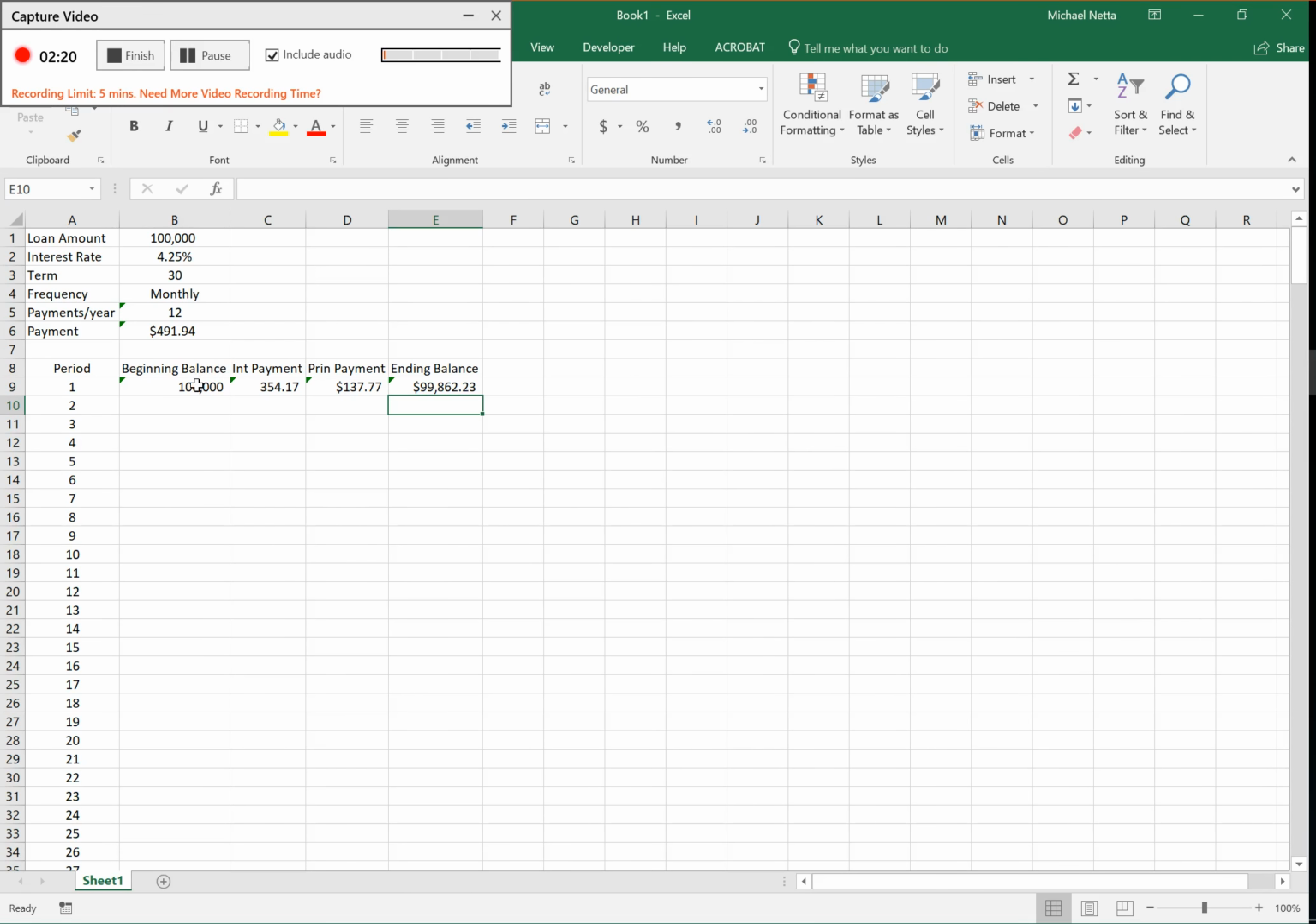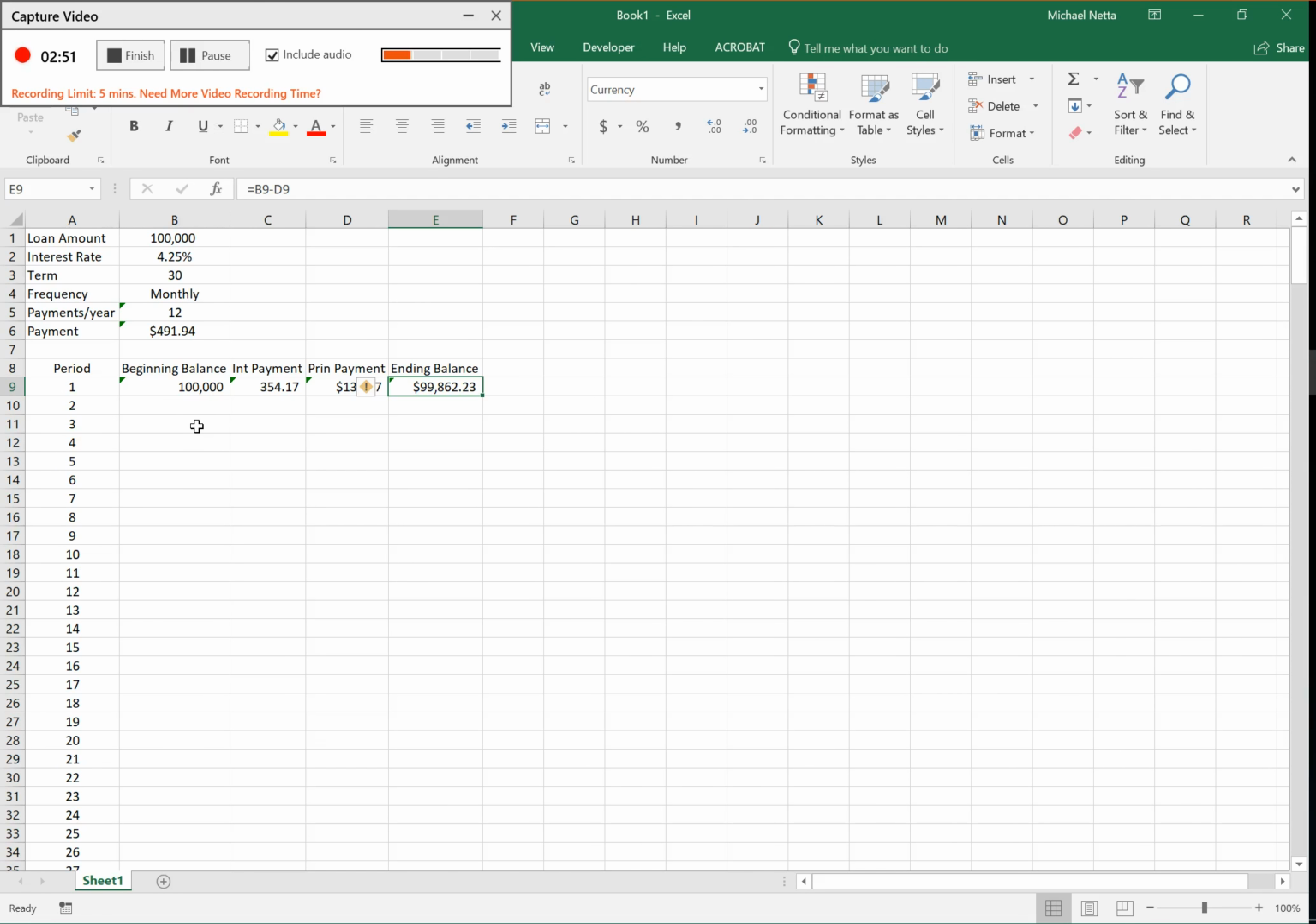Now, after the borrower makes their first payment back to the lender, they will have paid back $137.77, meaning they've accumulated an extra $137.77 of equity, and the amount that they owe the lender has decreased by that number. Now, creating an amortization schedule is simply taking all of these calculations and applying them over the 360 periods.